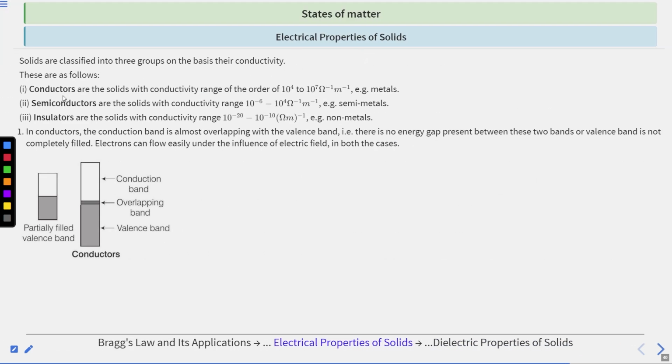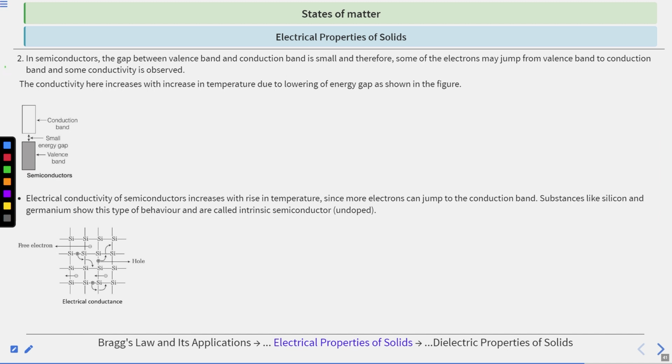Electrical properties of solids. Solids are classified into three groups on the basis of conductivity: conductor, semiconductor, and insulator. In a conductor, the conduction band is almost overlapping, as you can see here, with the valence band. There is no energy gap between these two bands, or the valence band is not completely filled. Electrons can flow easily under the influence of an electric field in both cases.